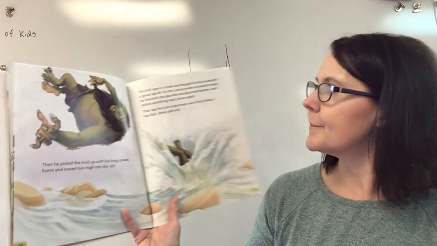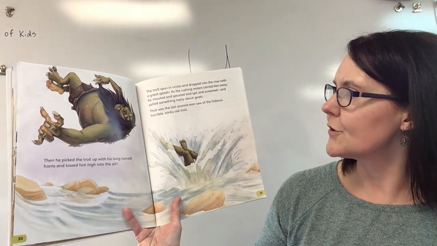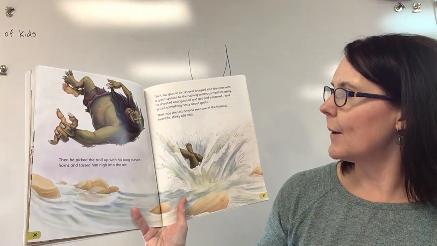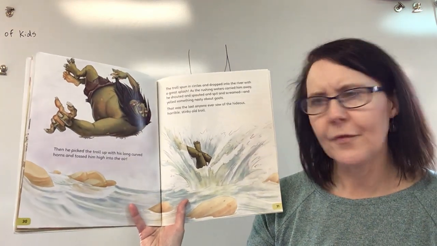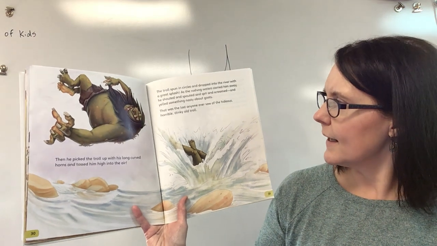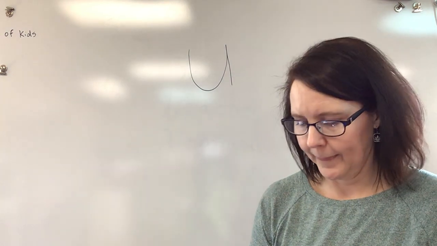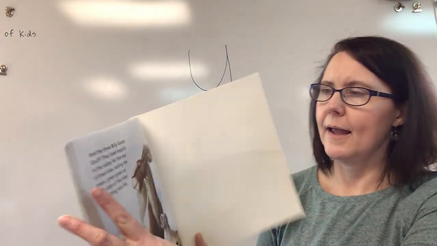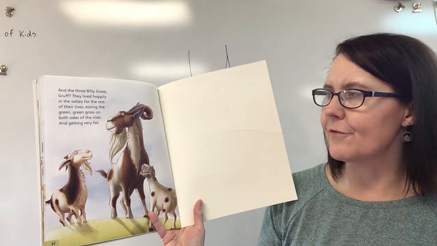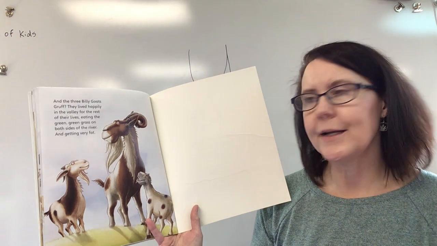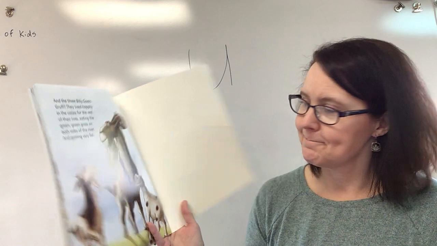There he goes into the water. The troll spun in circles and dropped into the river with a great big splash. As the rushing waters carried him away, he shouted and spouted and spit and yelled something nasty about the goats. That was the last anyone ever saw of the hideous, horrible, stinky old troll. And the three Billy Goats Gruff? Well, they lived happily in the valley for the rest of their lives, eating the green grass on both sides of the river and getting very fat.